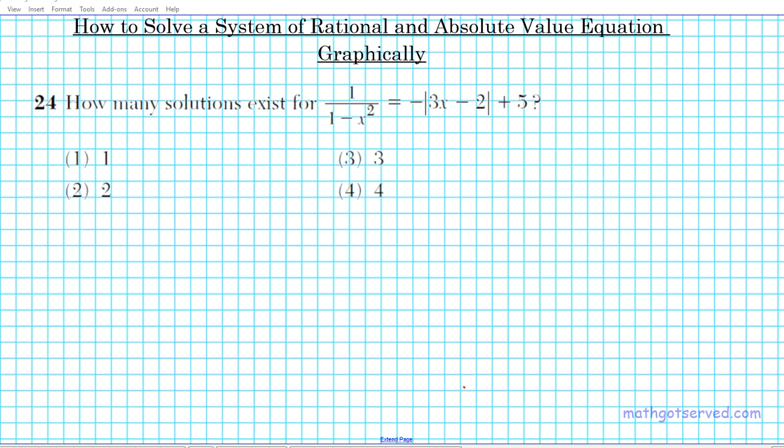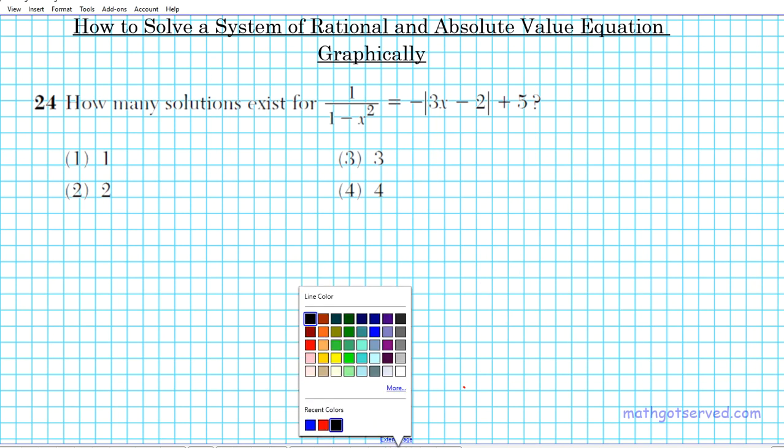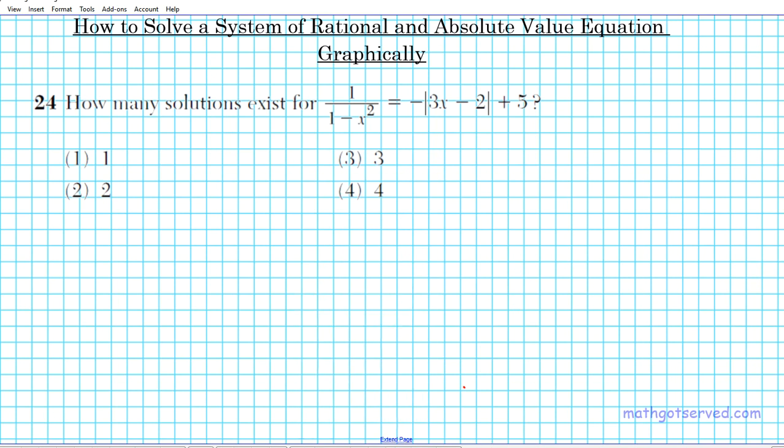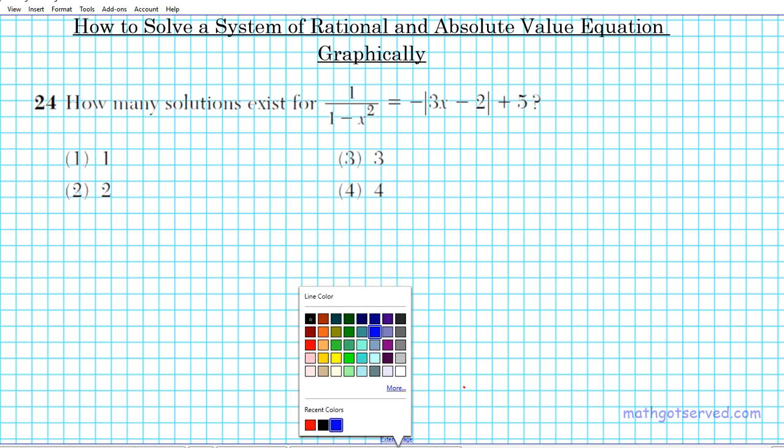All right, in question number 24, we're going to be taking a look at how to solve a system of rational and absolute value equations graphically. So how do you solve systems graphically? We're going to be using our Texas Instruments TI-84 to solve this system of equations. Let me write down what a system of equations is first, and then we're going to solve it.